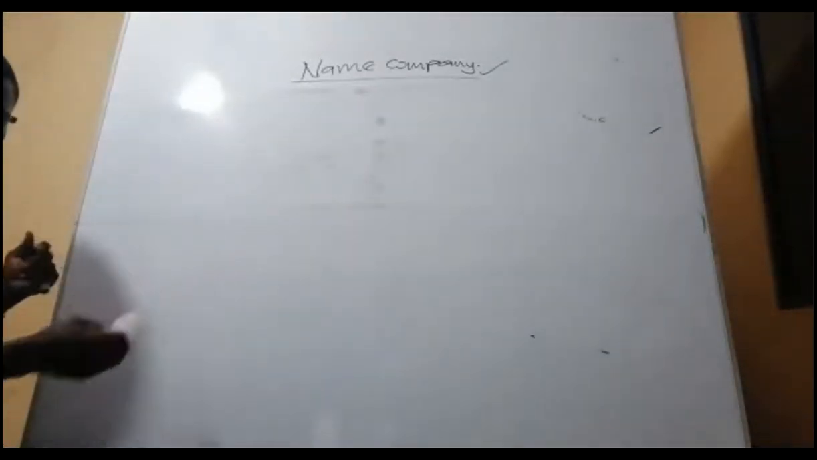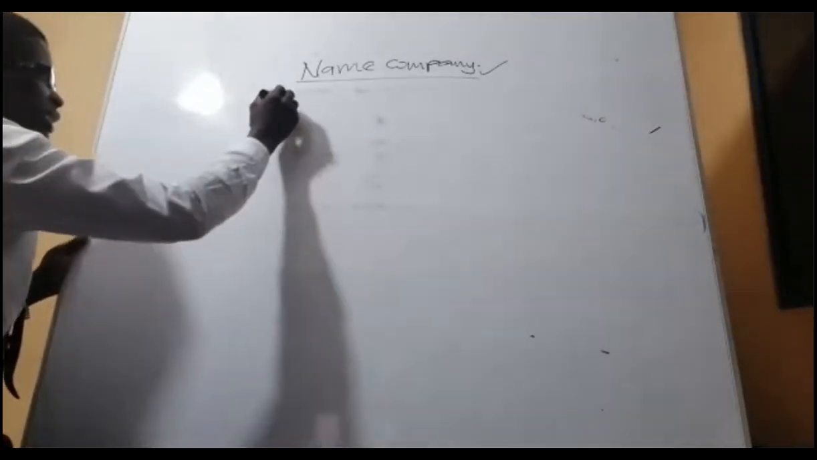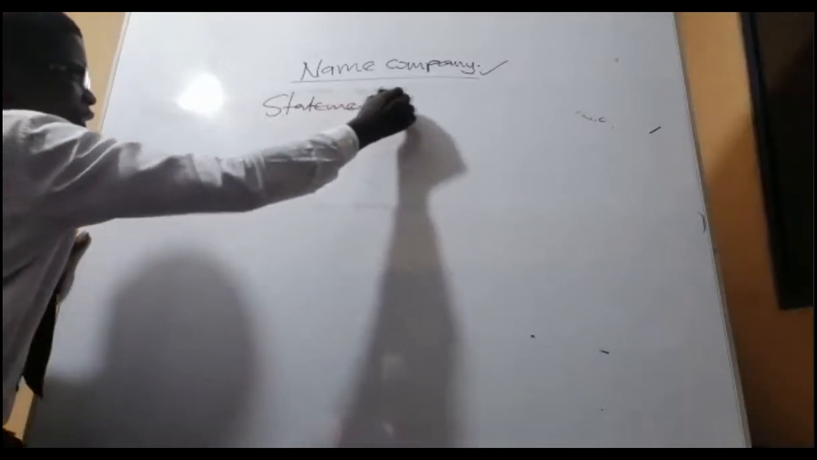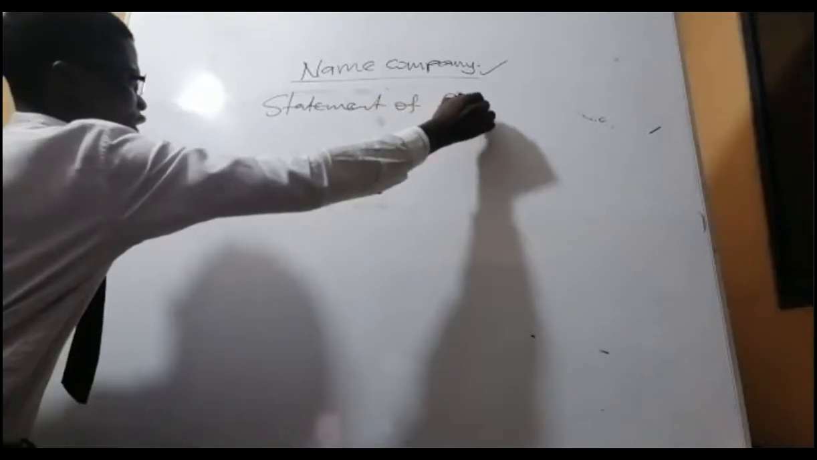Here too, the name of the company must be there. The company must be there. So first, name of the company. Second, statement of what? Statement of financial position.